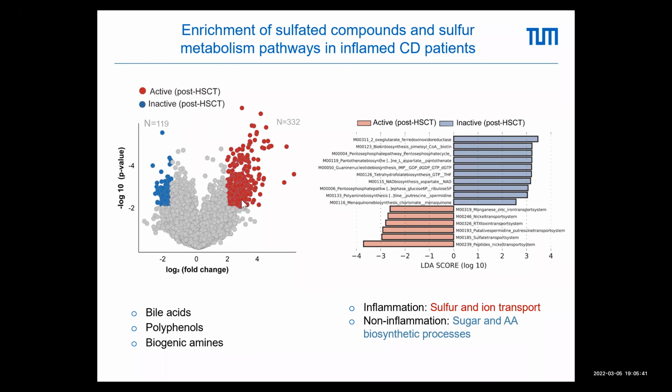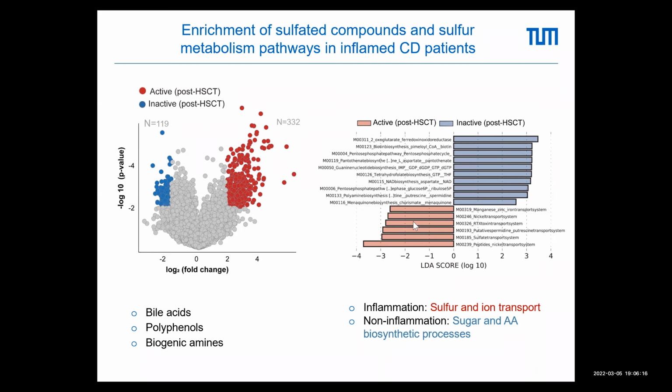And we actually found out that most of these features are related to sulfur metabolism. And that was already one extra layer of information. So now we knew that sulfur metabolism might be important or relevant to describe changes in gut microbiota composition or inflammation in inflammatory bowel disease patients.